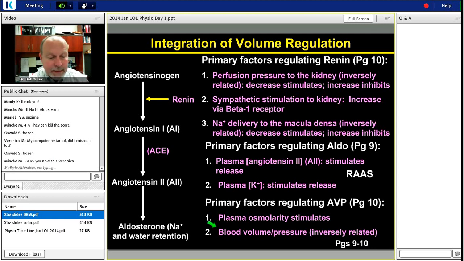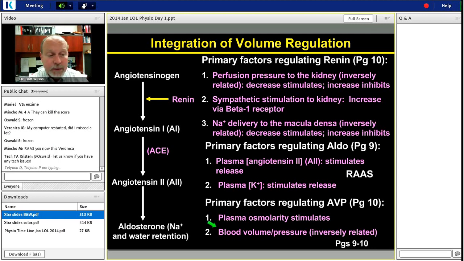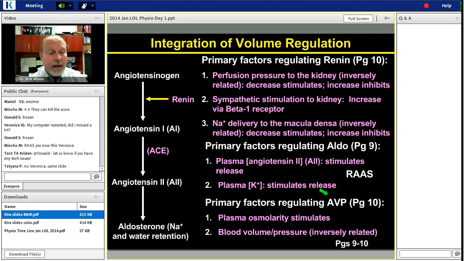Second, if blood volume or blood pressure goes down, hey, makes sense. I'm going to release a vasoconstrictor. And I'm going to tell the kidney to hang on to water. Let's bring that volume back.